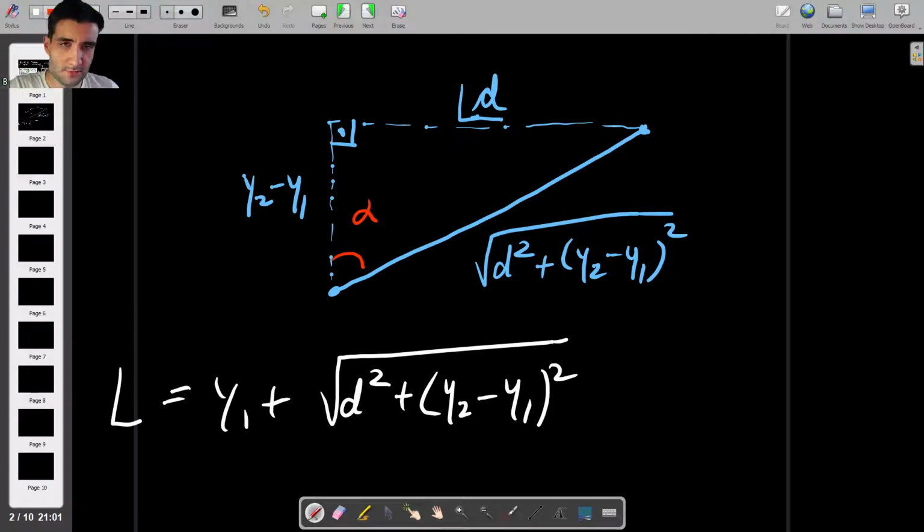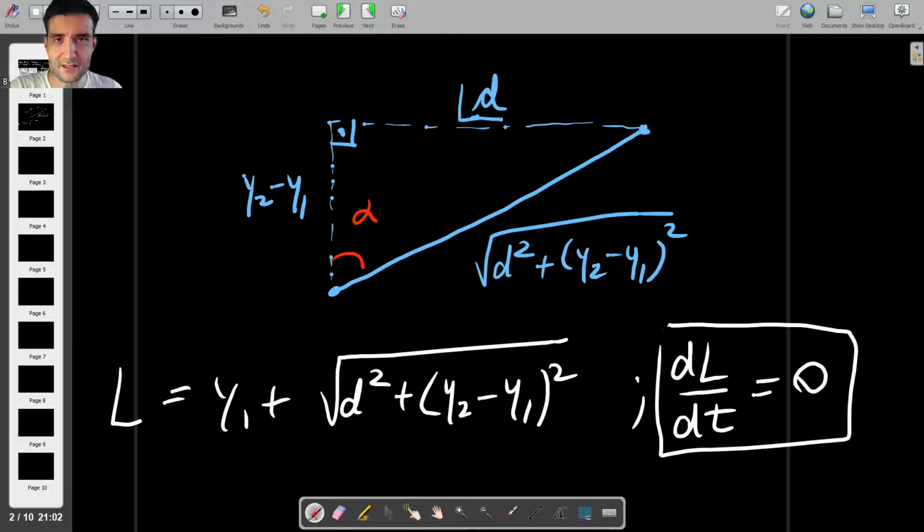So if its length is always the same, that means that the first derivative of length with respect to time is going to be zero, right? Because if L is a constant, if you differentiate a constant, you get zero. So let's try to differentiate L, because L is also equal to this, so I'm going to try and differentiate the right-hand side as well.